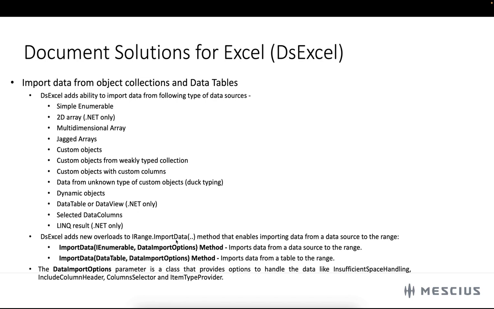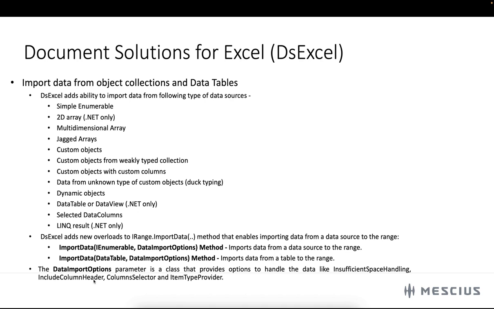DsExcel adds new overloads to the IRange.ImportData method. It enables you to import data from a data source to a range. These are the overloads. The first one will import data from a data source, like a 2D data source, to the range, while the second one will import data from a table to the range. The two overloads also take in an optional parameter. It's the DataImportOptions class. This class provides various options to handle the data, like the InsufficientSpaceHandling property. This property will help to determine how to handle insufficient space when you are importing the data.